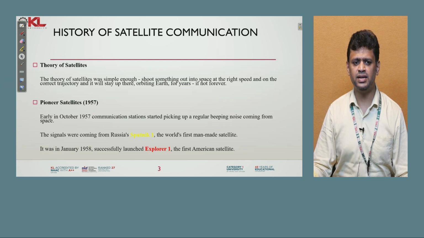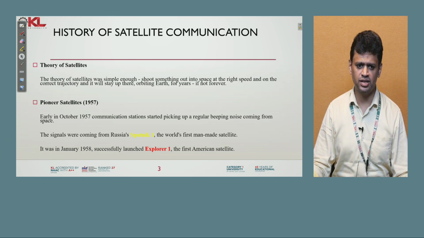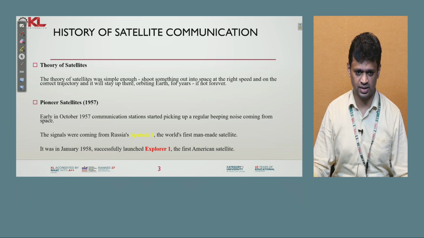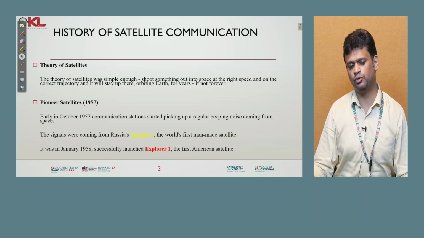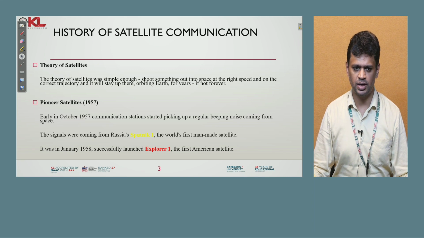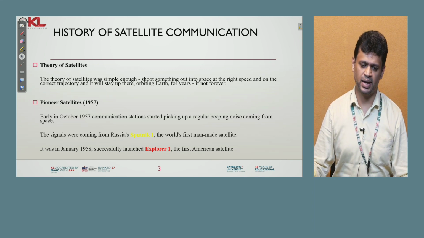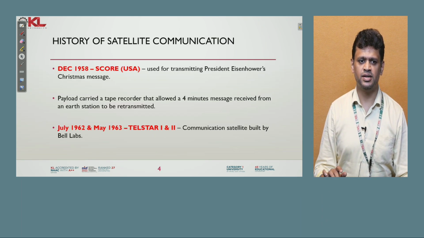The satellite journey started in early October 1957. The signals were coming from Russia's Sputnik 1. Russia successfully launched the Sputnik 1 satellite, and it is the first man-made satellite. A natural satellite would be a body revolving around a planet, but if it is sent by a man, then we call it a man-made satellite. So this is the history of satellites.